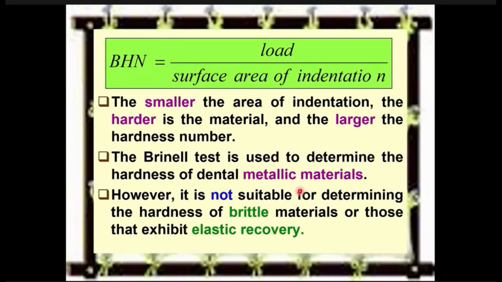So this is the simple formula which we apply: load, the force we apply on the surface, and then area of the indentation, and we calculate Brinell hardness number. So this gives us Brinell hardness number, which is higher means hard material. If it is lower, then it means soft material. So the smaller area of indentation, the harder the material. So this rule will continue for all the methods.